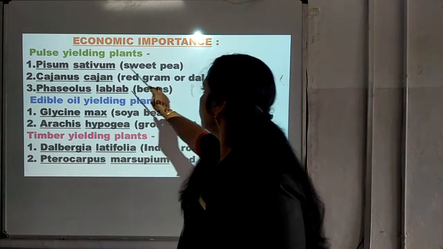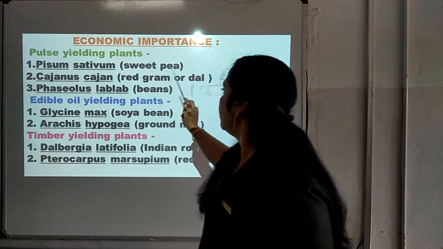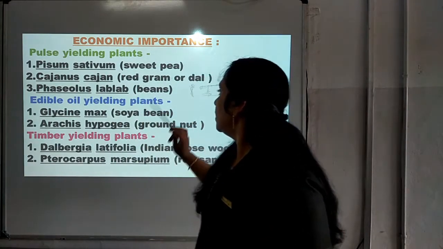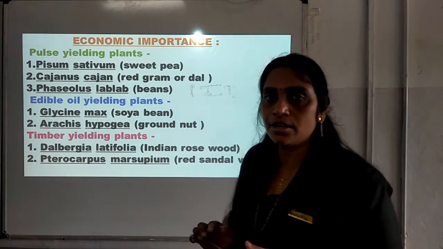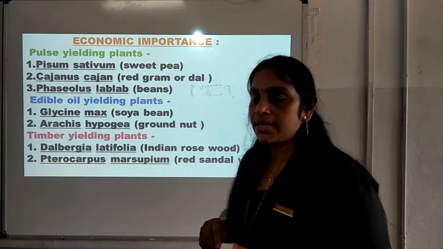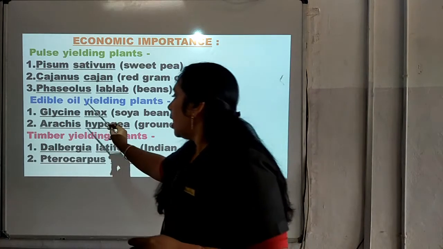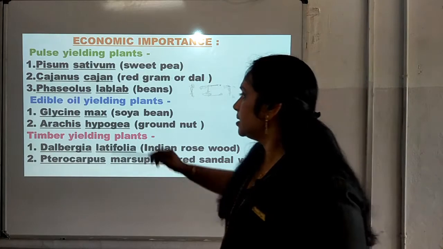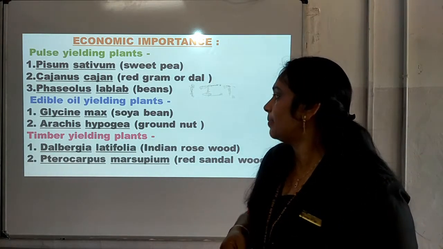Pisum sativum, which is known as sweet pea, Cajanus cajan, red gram or dal, Phaseolus vulgaris, it is beans. So, these are the pulse yielding plants we can see in the Fabaceae family. Edible oil yielding plants are also present there. Glycine max, soybean. Arachis hypogaea is the groundnut, isn't it? These are the 2 edible oil yielding plants we can see in the Fabaceae family.